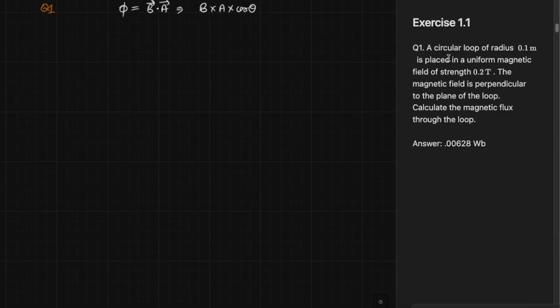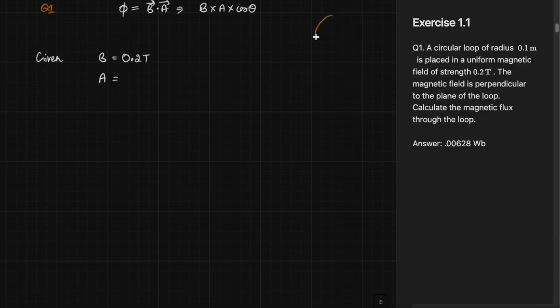So what is given in this question, let's see. The magnetic field B is given, and the value is 0.2 Tesla. Area is given, yes, but not directly. It is told that it is a circular loop of radius 0.1 meter, and from there we can calculate the area.